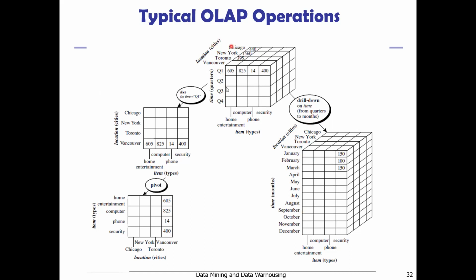A slice operation on the same data cube based on time to be Q1, which means that only the data of the first quarter of the year is shown, will show us location in terms of city and items, and it will give us data based on that. Applying a pivot operation on the same section of the data will reverse the X and Y axis of the cube.